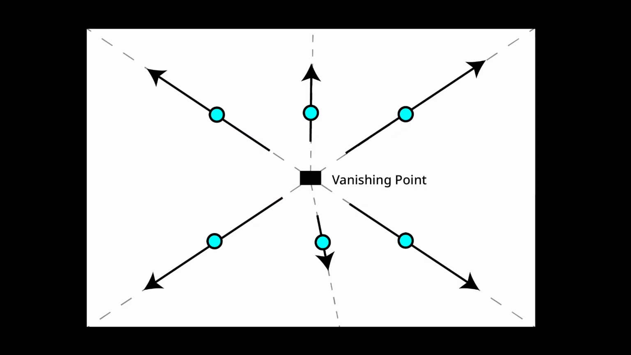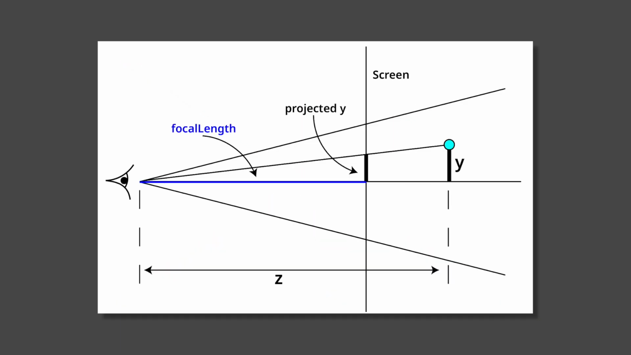Each star particle begins from the vanishing point at its starting position, then moves toward the viewer position by decreasing its value in the z-coordinate. To project the star coordinates onto the screen, see the second diagram. We have a point in 3D space with the y and z coordinates and a focal length variable.